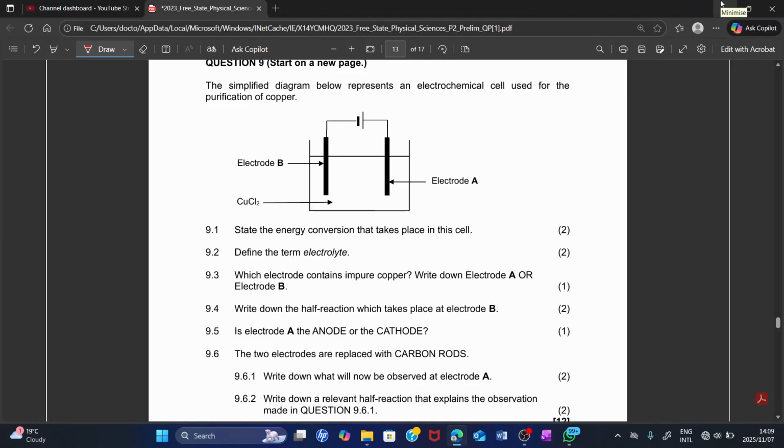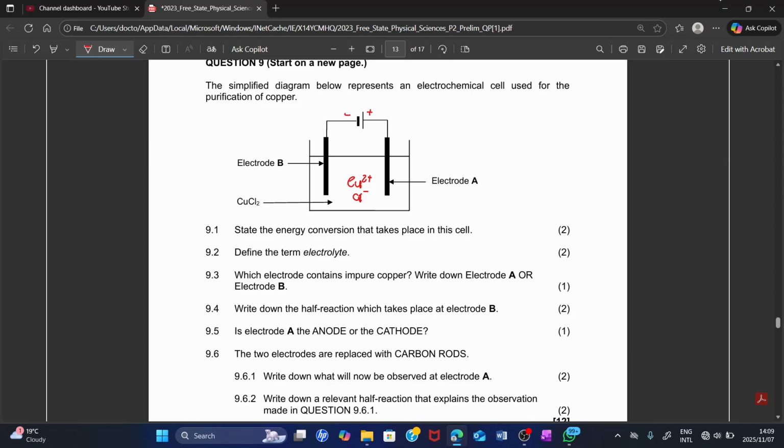All right, so let's look at the last question here. Question 9. The simplified diagram below represents an electrochemical cell used for the purification of copper. That is what we're having. Now you can see that copper chloride, electrode B, this is a negative terminal and this is a positive terminal. So meaning here, it will be copper ion and chloride ion. That is what we're having.